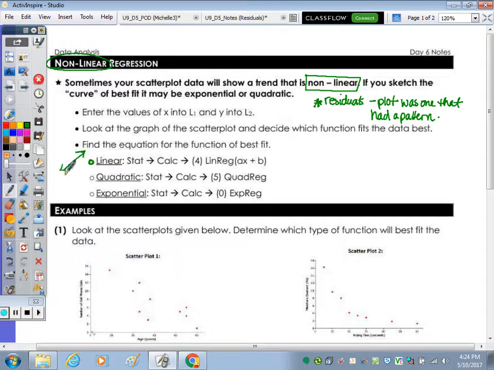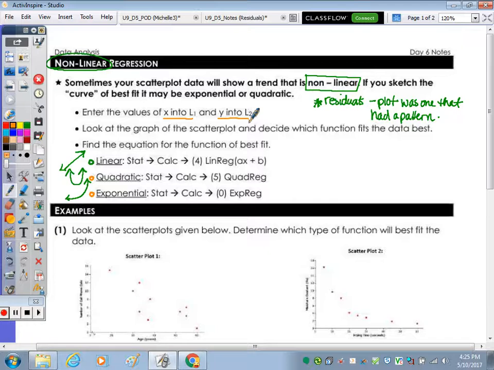This is what the graph looks like. Quadratic was the parabola, or the U-shaped curve, and then exponential is like the curved L. So instead of a linear, today we're going to take a look at quadratic and exponential curves to model the data. Going back up into the steps, we still enter the values of X into L1 and Y into L2. That does not change. And then we look at the scatter plot and then decide which function fits the data best.